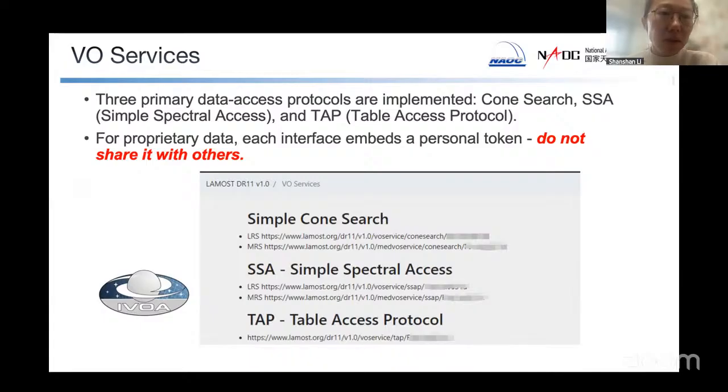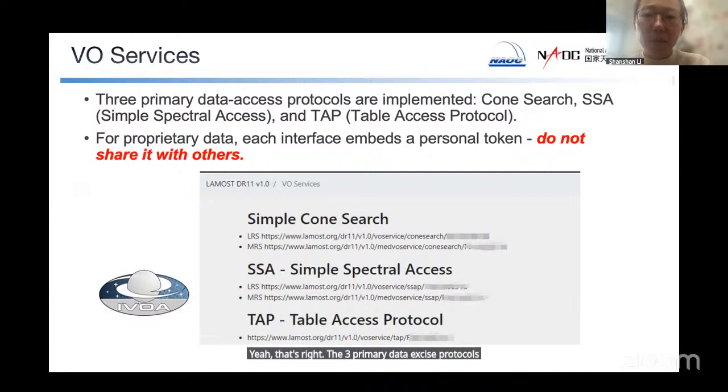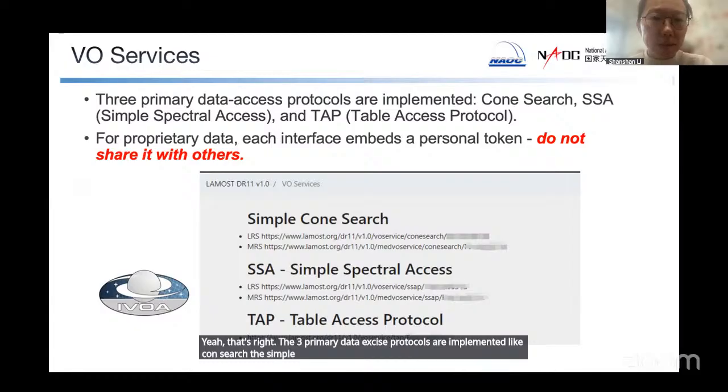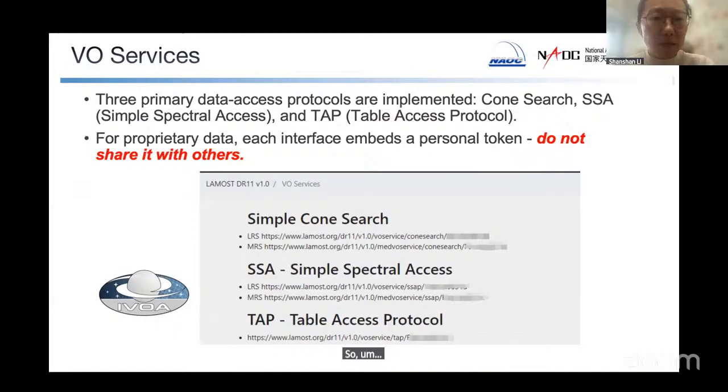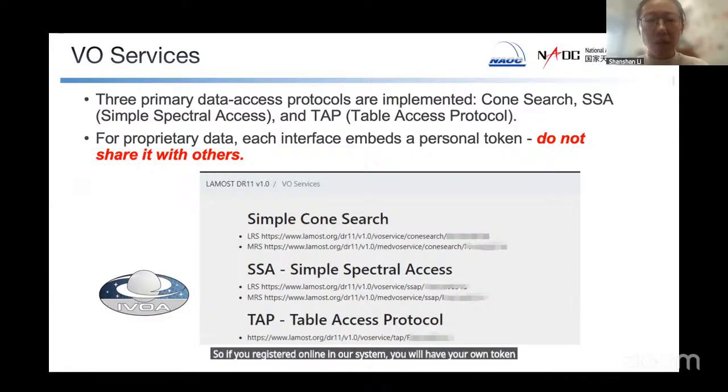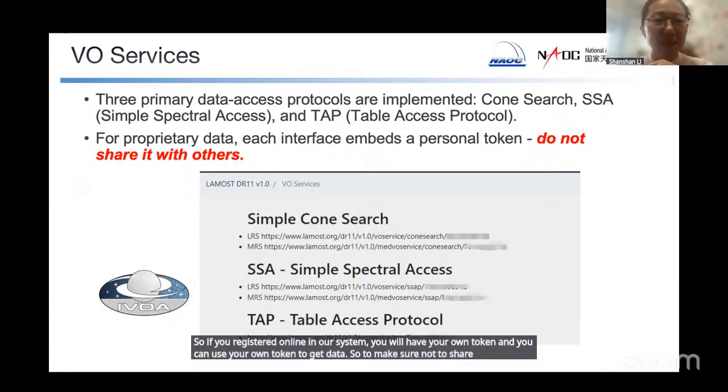The three primary data access protocols are implemented: cone search, simple spectral access, and TAP. For proprietary data, each interface embeds a personal token. So if you register online in our system, you will have your own token, and you can use your own token to get data. So make sure not to share your token with others.